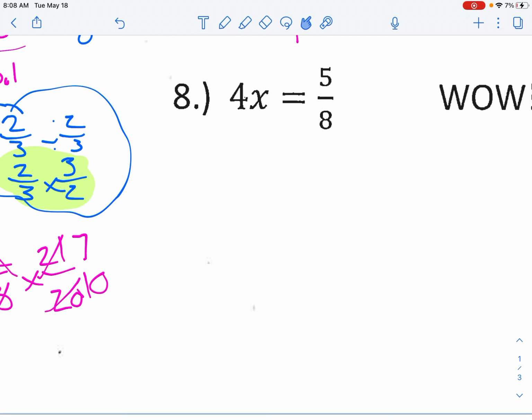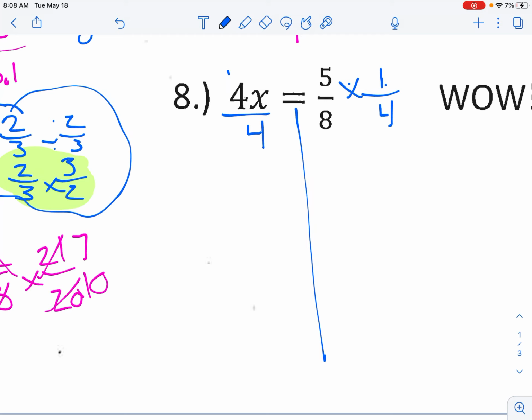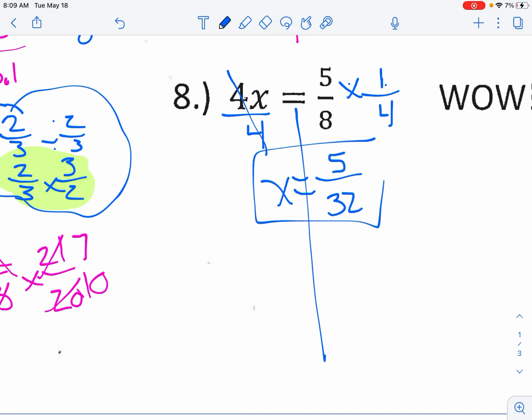4 times what equals 5/8? So I'm going to divide by 4, and I'm going to divide by 4. But when we divide by a fraction, we multiply by the reciprocal. So instead of writing divided by 4, I'm going to write times 1/4 because I'm multiplying by the reciprocal. On the left side, 4 divided by 4 is 1. On the right side, I cannot cross cancel, so 1 times 5 and 8 times 4. So my solution is 5 over 32.